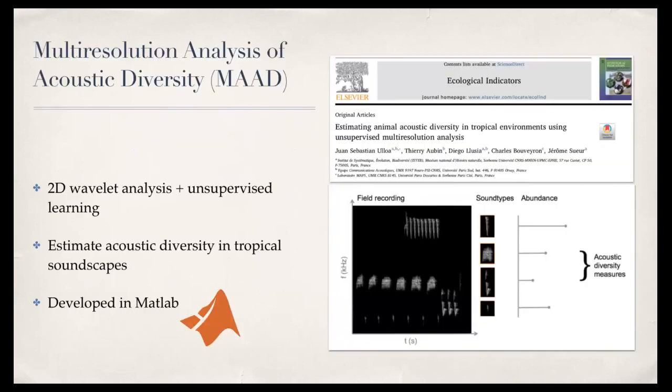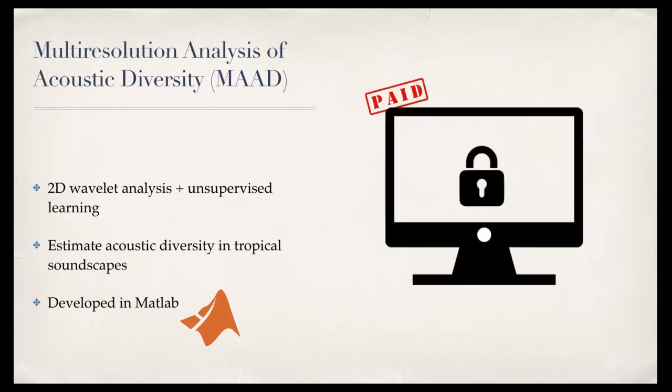And during this PhD, we developed a particular kind of analysis that used bidimensional wavelet analysis and unsupervised learning. And we call this the multi-resolution analysis of acoustic diversity. And we use this kind of analysis to estimate the acoustic diversity in tropical soundscapes. This was in 2016, more or less. We published this in Ecological Indicators, and this was developed in MATLAB because MATLAB has some very nice tools, but it has a problem: MATLAB is paid.